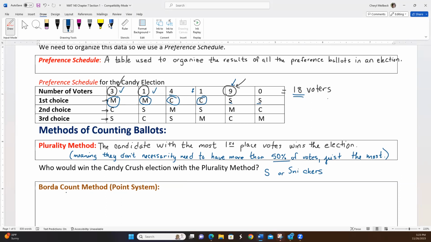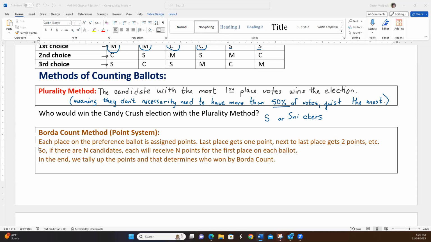The next method we're going to look at is Borda count method, and it is a little bit complex. It's not complex. It's just a little more involved. So in Borda count, each place on the preference ballot is assigned points. The last place gets 1 point. Next to last place gets 2 points, et cetera. So that if there are n candidates, each will receive n points for the first place on each ballot, and then 1 less for the second and 1 less for the third. In the end, we tally up the points, and that determines who won by Borda count.